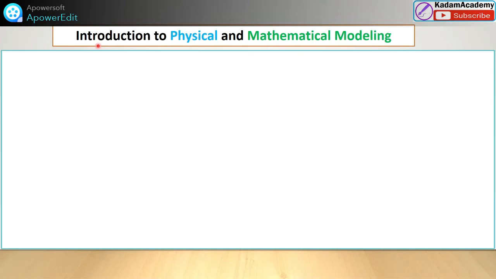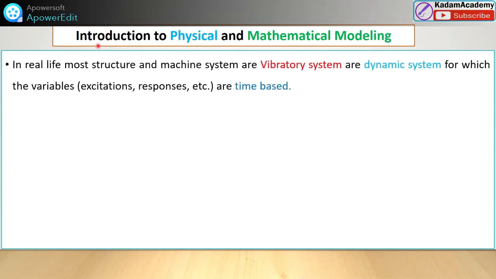On this slide, introducing the physical and mathematical modeling, you must learn what the physical model and the mathematical model are. Mathematical modeling from the physical model of a vibratory system we are studying here. So in real life, most structures and machine systems have elastic members with the dynamic system, hence have an infinite degree of freedom. Already we have studied in the degree of freedom video. We can watch what the different types of degrees of freedom are.